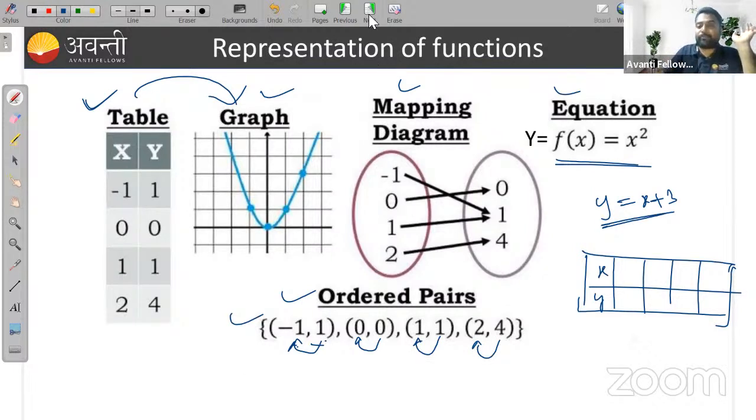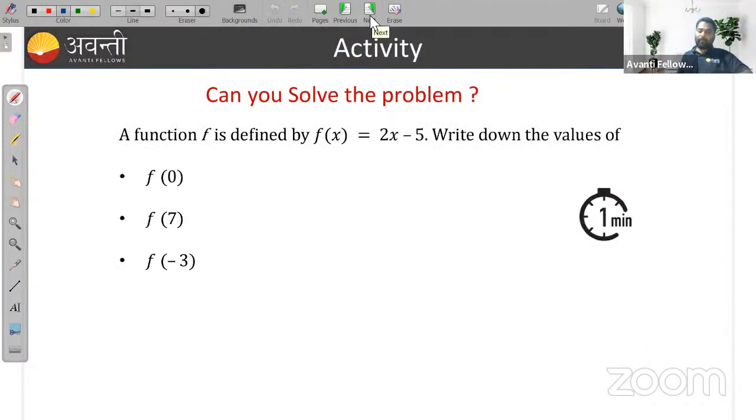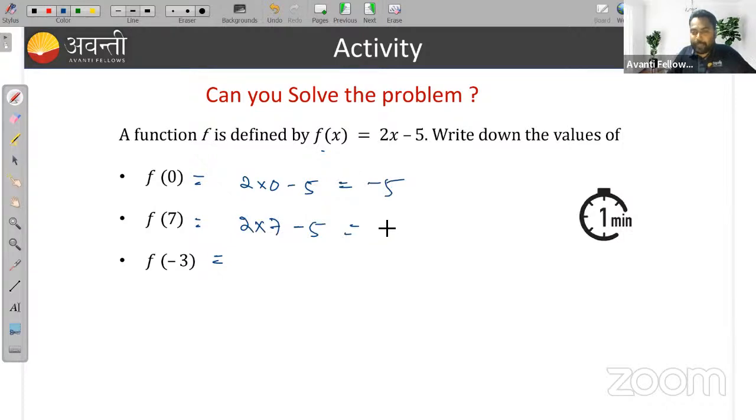Clear? Let's move. Here you have one activity. It's very simple. You are given that f of x is equal to 2x minus 5. You have to find the values of f of 0, f of 7, f of minus 3. So what will it be? It's very simple. f of 0 is 2 into 0 minus 5, that is minus 5. f of 7 is 2 into 7 minus 5, that is 14 minus 5, that is 9. f of minus 3 is 2 into minus 3 minus 5, that is minus 6 minus 5, that is minus 11. So these are the answers.